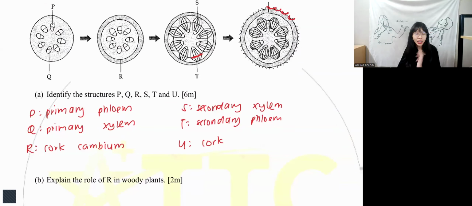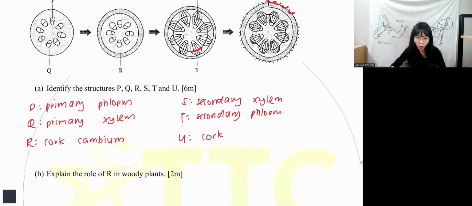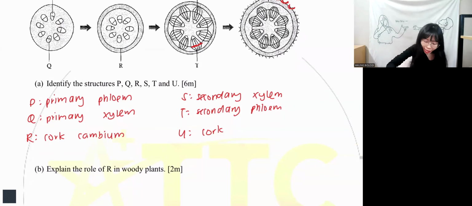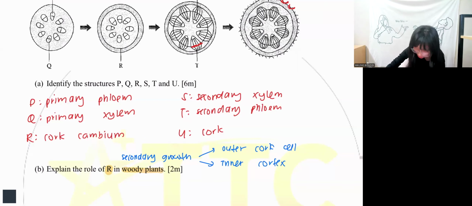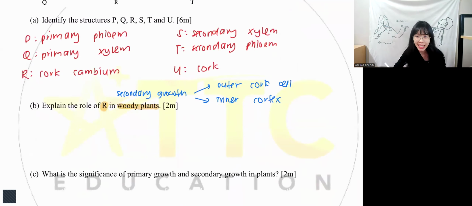He explained the role of R in woody plants. R is cork cambium. You know, woody plants need to have woody tissue. These cork cambium will form into two parts. They carry out secondary growth. They form into two tissues: the outer cork cell and the inner cortex. The outer cork cell is a protective layer. The inner cortex is a storage of food. So we have two marks for two answers, outer cork cell and inner cortex.